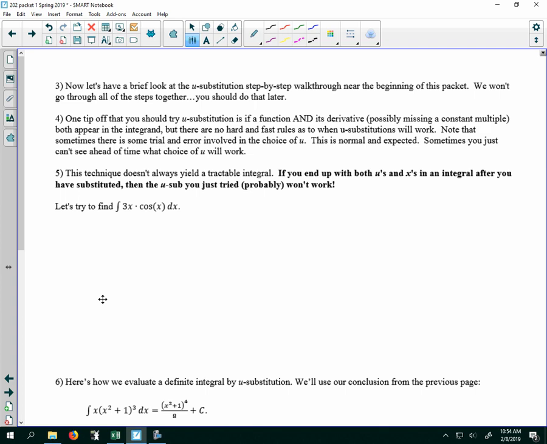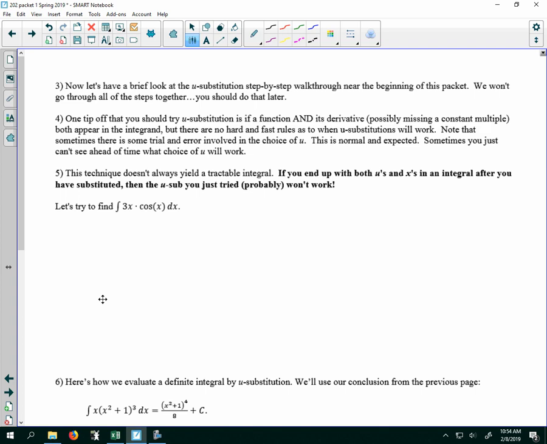Sometimes you can't see ahead of time what choice of u will work. So the technique doesn't always yield a tractable integral. If you end up with both u's and x's in the integral after you have substituted, then the u you tried probably won't work.